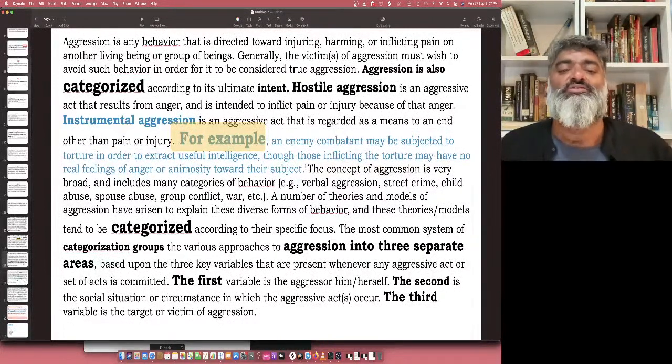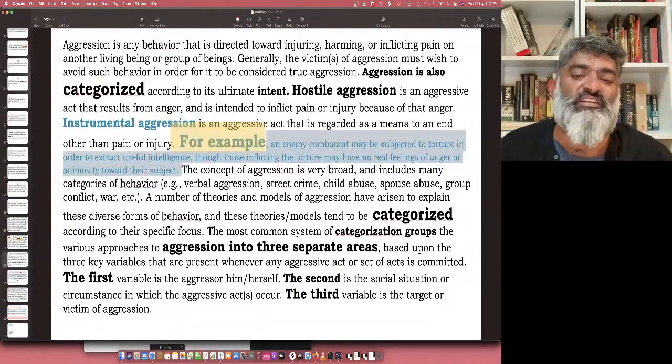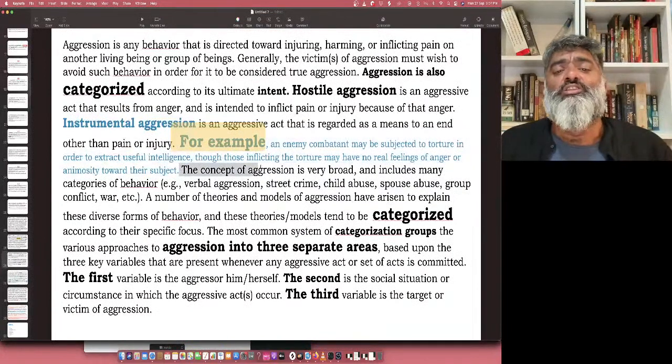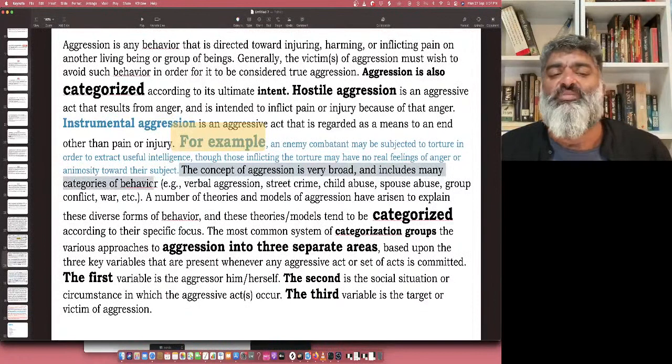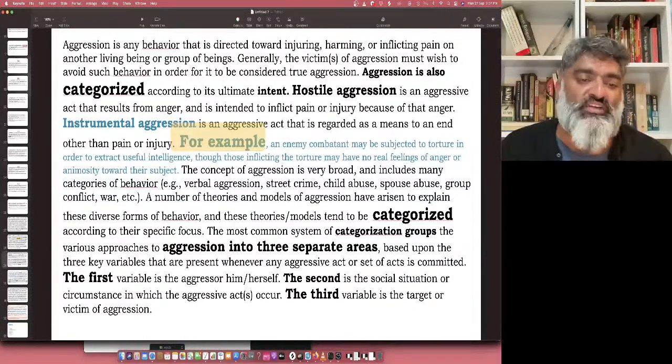Okay, great. So I'm reading, it's easy reading, and I'm practicing my key reading ideas, because this is where speed gets built. This is where you're compressing information. This is where you realize, okay, this is not a big deal, but this is, right, the definition is. The concept of aggression is very broad and includes many categories of behavior. Verbal aggression, I can go faster, street crime, child abuse, spouse abuse, group conflict. Oh, so many types of aggression.